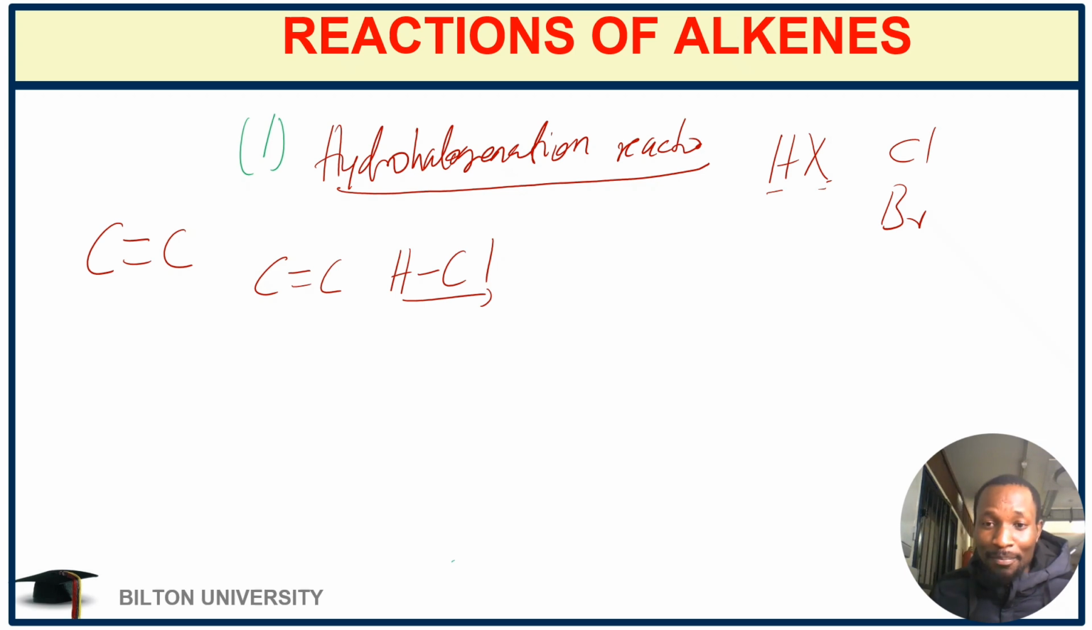Now let's look at it in terms of mechanism. When we're doing hydrohalogenation, the first thing that happens is the addition of the electrophile to the carbon-carbon double bond, and that's the first step. This hydrogen here is going to be added to the carbon-carbon double bond, and for it to go to this side, it means that this hydrogen-chlorine bond must be broken.